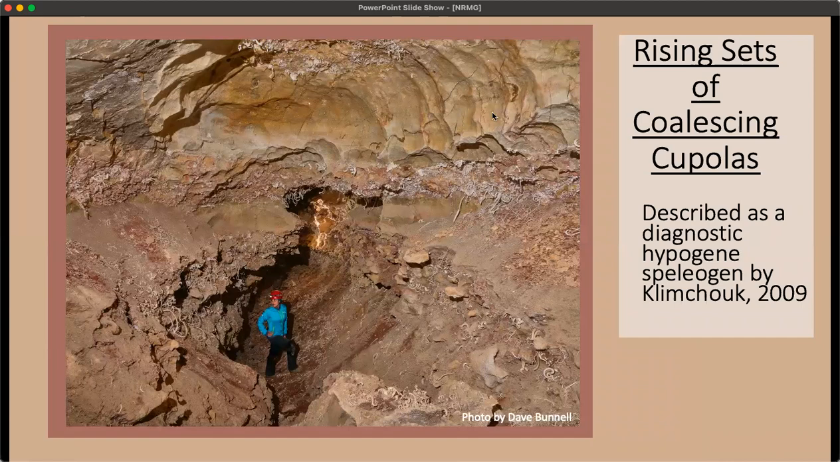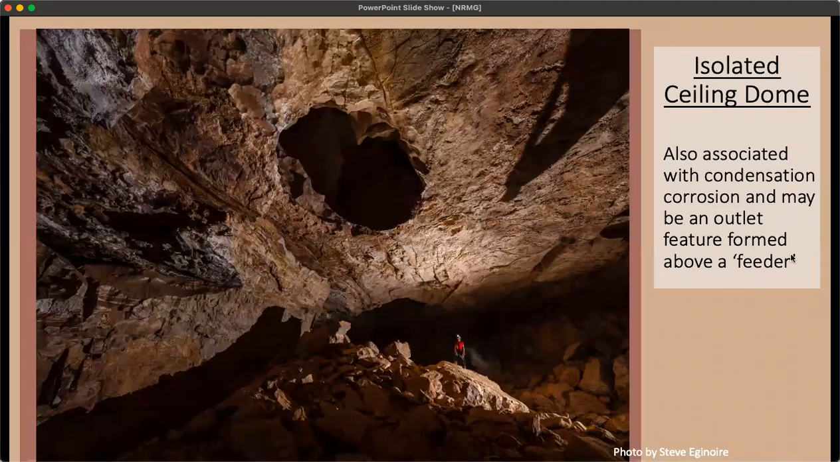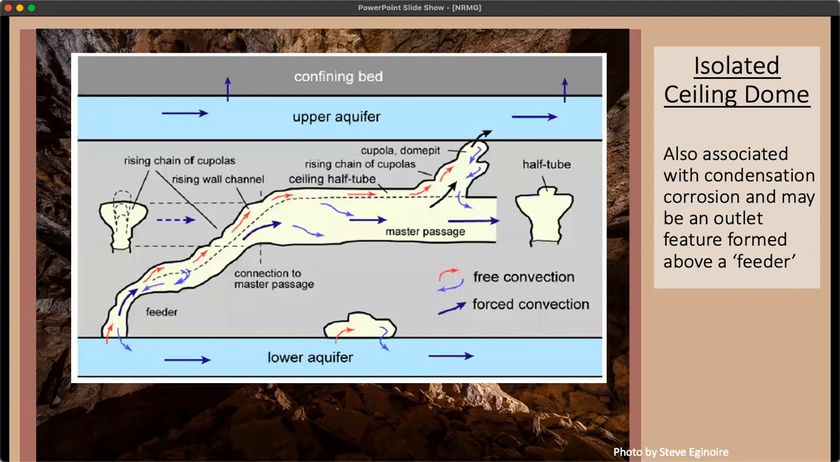Here's a good example of rising sets of coalescing cupolas. This is described as being diagnostic by Klimchouk. An isolated ceiling dome. This is also associated with condensation corrosion, and it may be formed above a feeder feature. So this is not an upper level passage. This is basically just a hole poked into the ceiling. That's why exploration is so important, and citizen scientists, so that we can make these concrete scientific observations from cavers who are willing to climb into the ceiling to see what goes beyond or what doesn't. Here's a picture of an isolated ceiling dome.